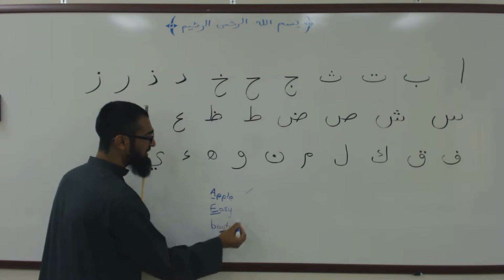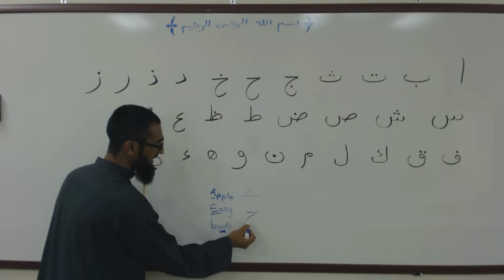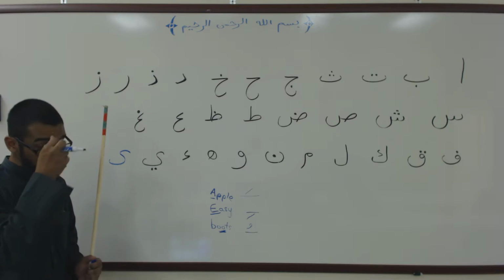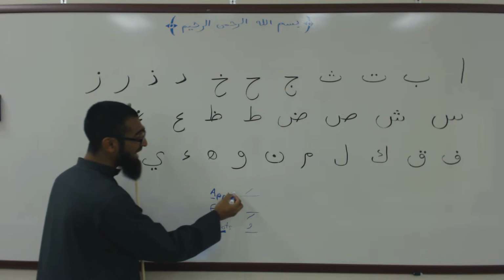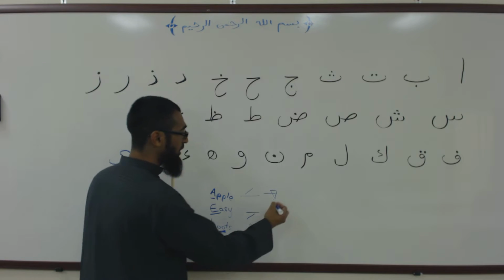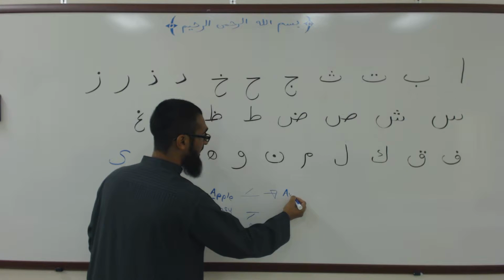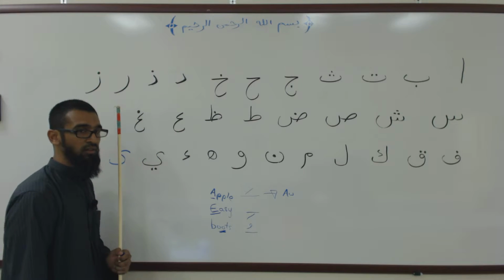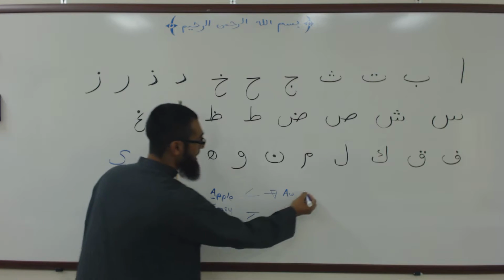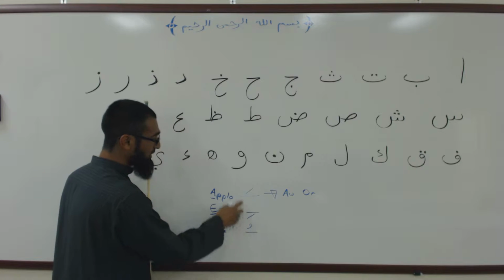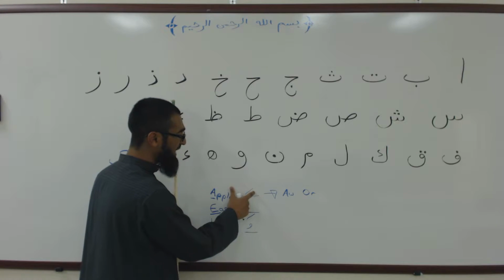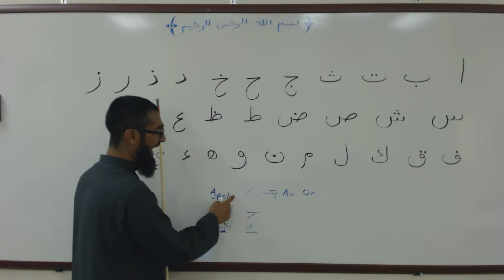The a sound we call fatha. The e sound we call a kasra. And the u sound we call a dhamma. We're going to learn this later on. However, the a sound sometimes is pronounced as an o, like aw, like for instance, awning, or the word or. So these are the three main vowels: a, e, u. But sometimes the fatha is pronounced as an o instead of an a.